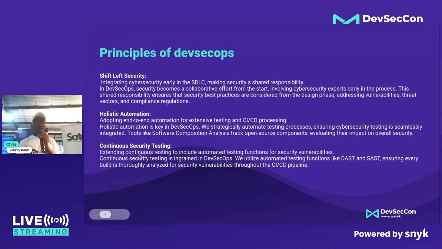Next, you have continuous security testing, which is basically extending security to include automated testing functions. After deployment, you'll keep monitoring the application and the entire build process for security vulnerabilities, so that you can fix them, because you have your dependencies. That's why we use automated testing functions like dynamic application security testing, and things like SAST, which help in ensuring the build is thoroughly analyzed for security.